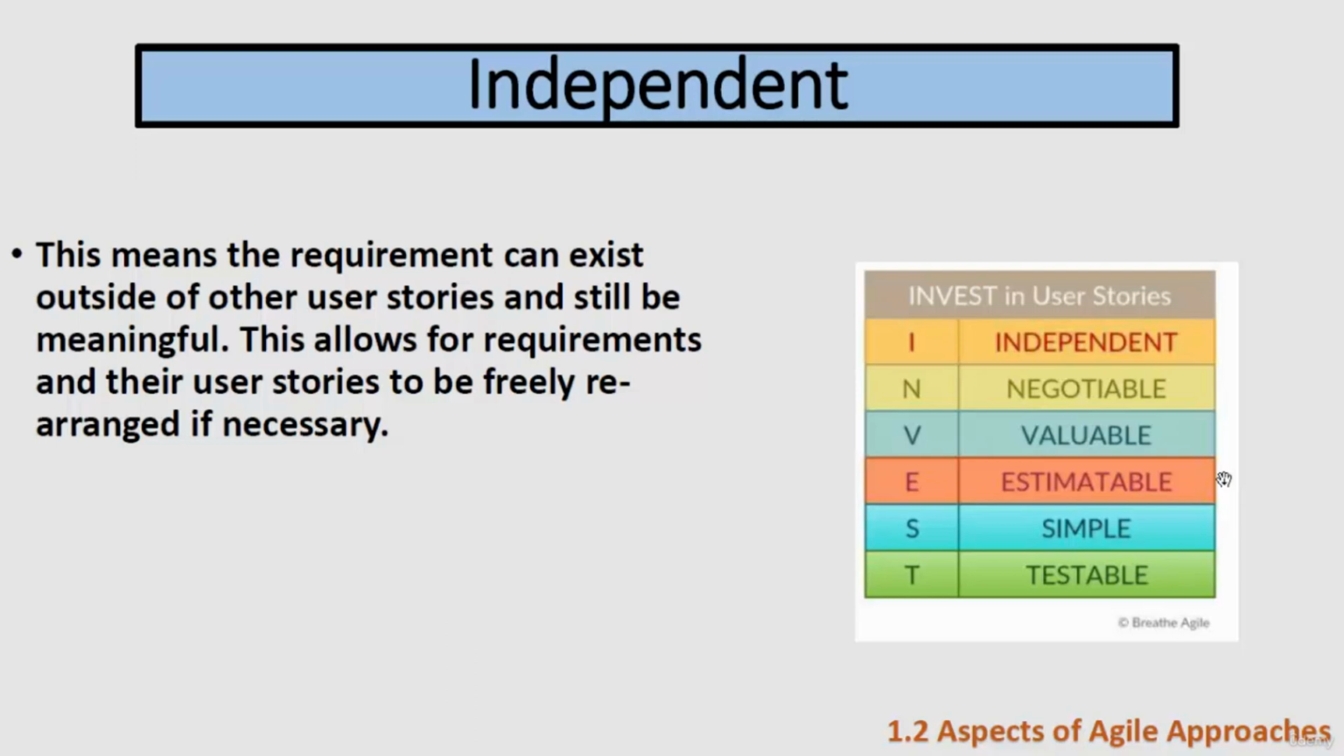The first is independency, which means that our user story can be written outside of other user stories and still be meaningful. What does this mean? If I read the user story independently, I can understand it. I don't need another user story to explain my user story.